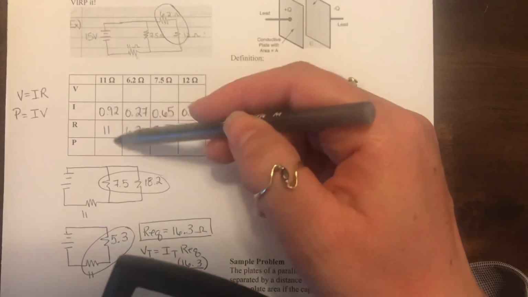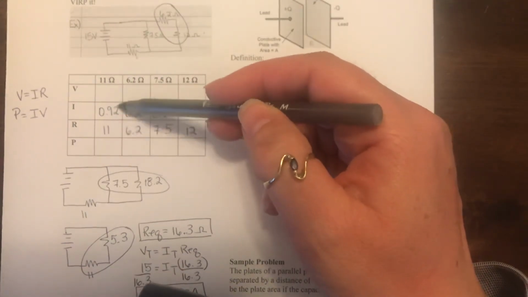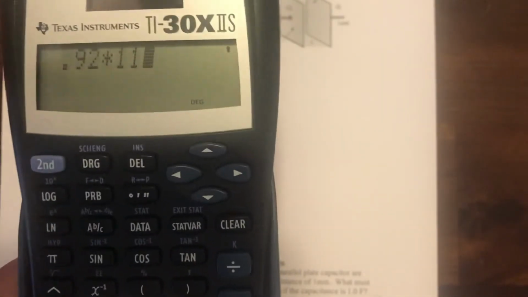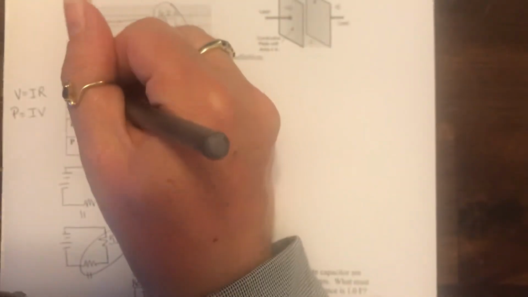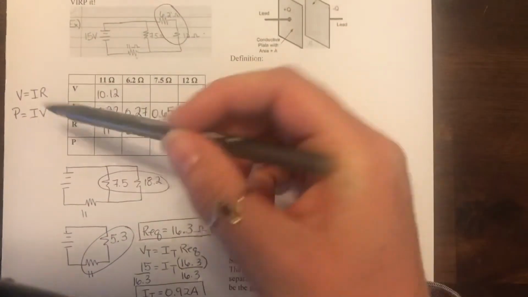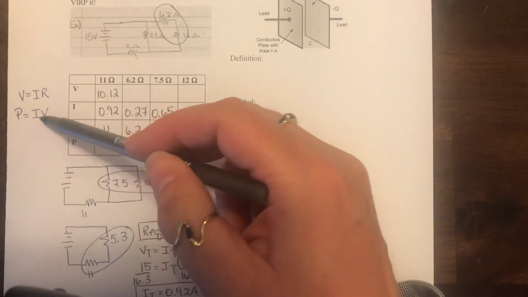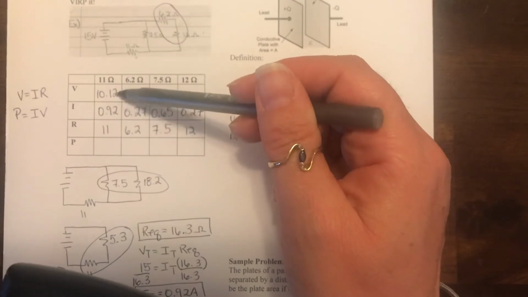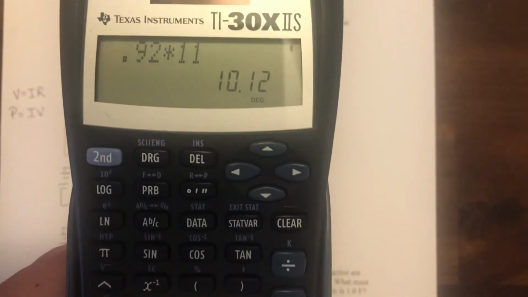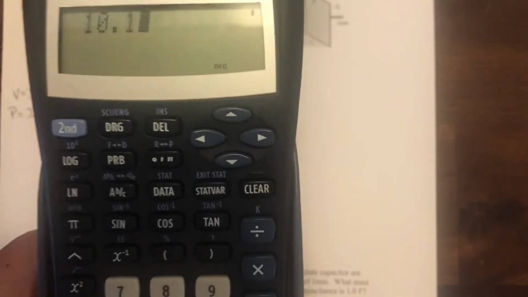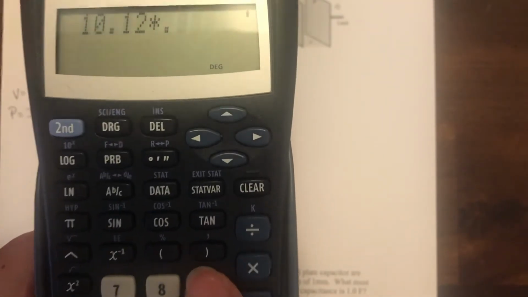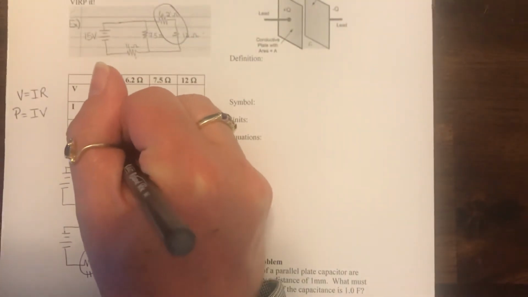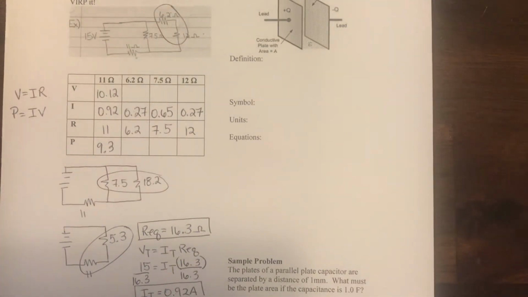So if we do this one here, if we take current times resistance, that's our 0.92 times 11, which is 10.12. Okay, and then to find the power, we do power equals current times voltage. So this is going to be our 10.12 times 0.92, and I'm going to get 9.3. Okay, please pause the video and go ahead and do the rest.